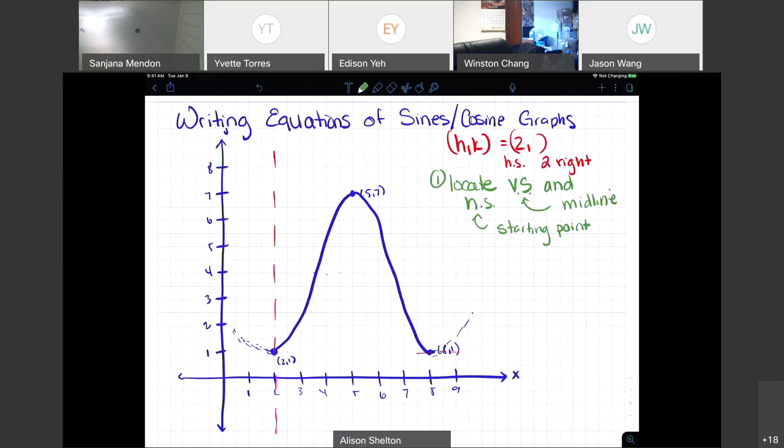So here in red, we found the starting point. Our vertical shift means it's going to be halfway between my low point and my upper point. So if I go from 1 to 7, between 1 and 7, that's 6 units of a change. So halfway or 3 units later, there's going to be our vertical shift. So this is our middle.